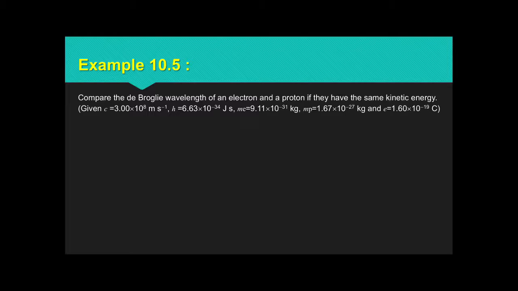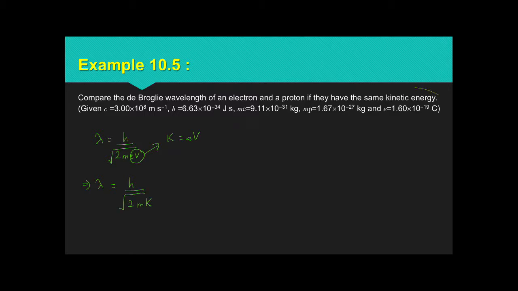Example 10.5 wants us to compare the de Broglie wavelength of electron and proton if they have the same kinetic energy. So we want to compare the de Broglie wavelength in terms of kinetic energy, which is why we are going to use this formula. And then we know that eV is actually equal to the kinetic energy. So that's why we are going to replace eV with K in this equation to get lambda is equal to h over the square root of 2mK.